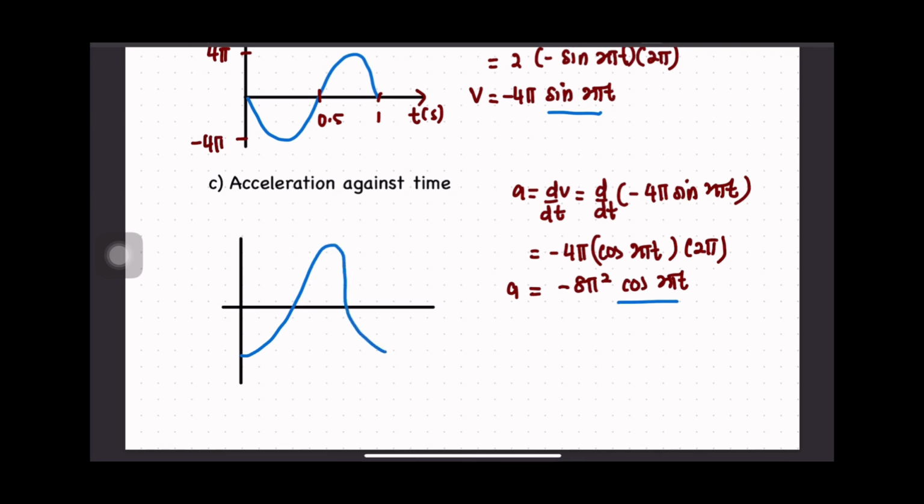Okay, so this is 1 second, 0.5, and then t in second. Acceleration in cm s negative 2. Okay, don't forget about the y-axis. Plotted here is 8 pi power of 2 and here will be negative 8 pi power of 2. Okay.